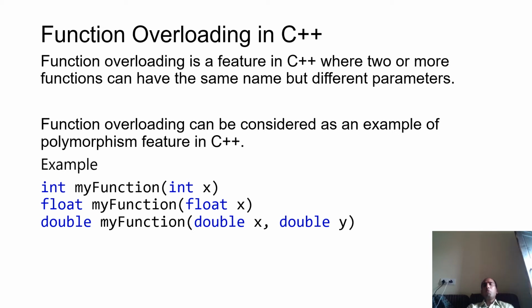Now, function overloading. Actually, polymorphism. Recall polymorphism, and I said polymorphism means one thing, multiple work. Overloading is a synonym of polymorphism. When you are going to do more than one task by using a single thing, that is known as overloading. Now, what is function overloading?